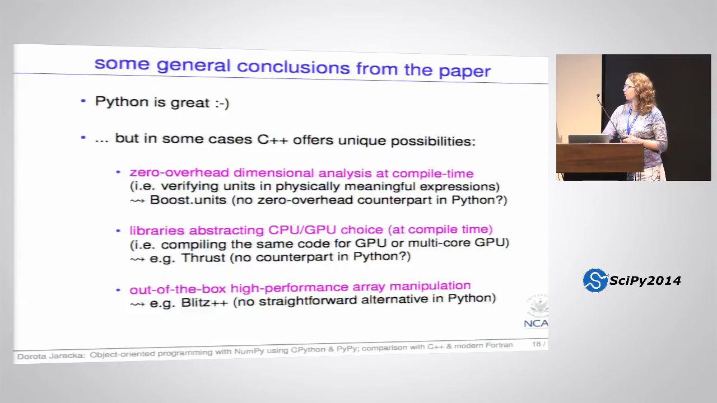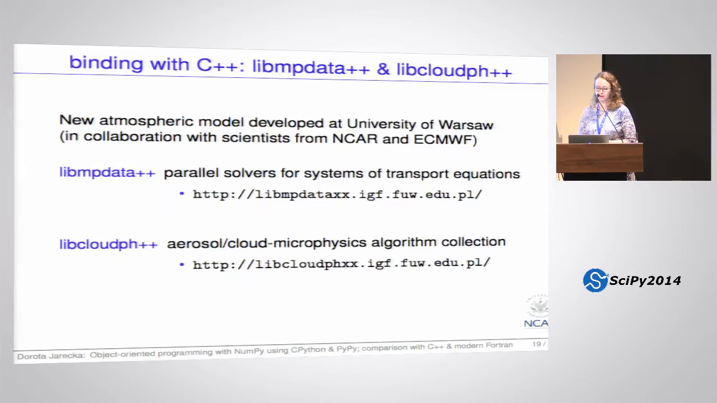And what was also good is that Blitz ensures high performance array manipulation without temporaries, without anything extra to do. So that was the difference.